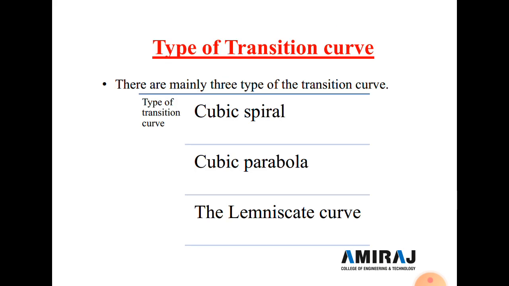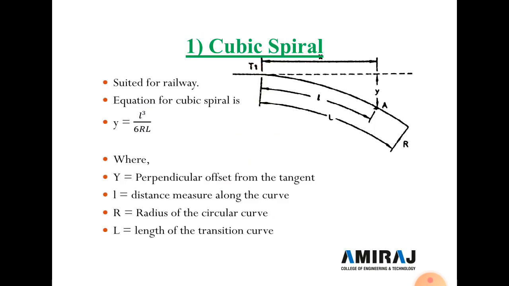length of transition curve. Now next important topic is types of transition curve. So there are three main types of the transition curve. First is a cubic spiral transition curve, cubic parabola, and lemniscate curve. So these three types of transition curve are generally used in a highway network, railway network, or a road network. So first one is a cubic spiral transition curve.